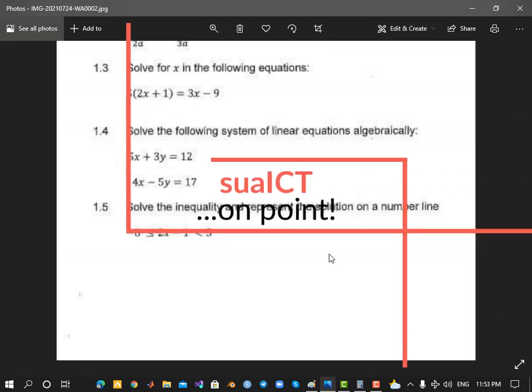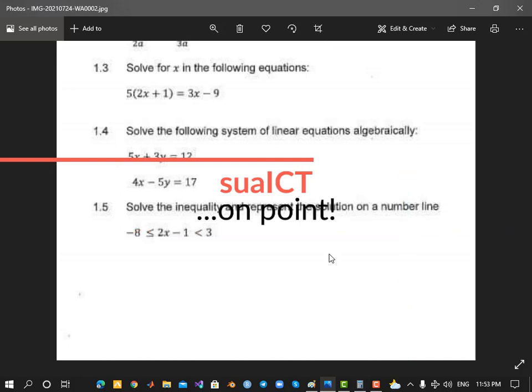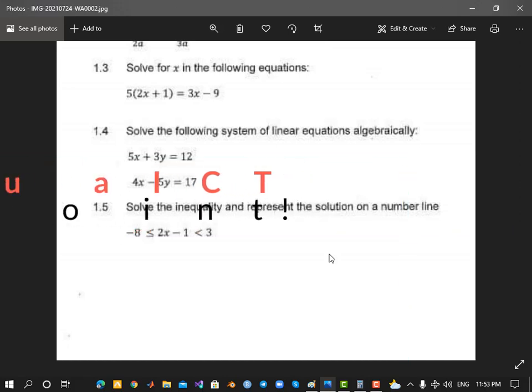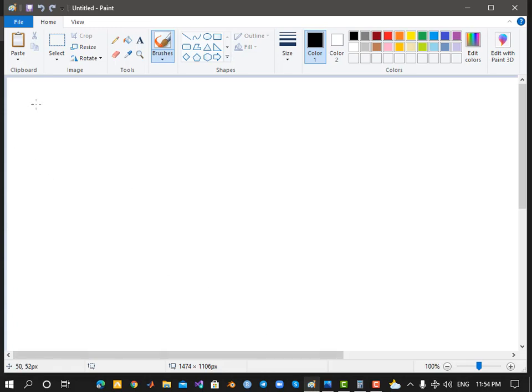We have our last question, which is 1.5. Solve the inequality and represent the solution on a number line. So let's look at how to solve a question like this and how it can be represented on a number line. Negative 8 is less than or equal to 2x minus 1, which is less than 3.